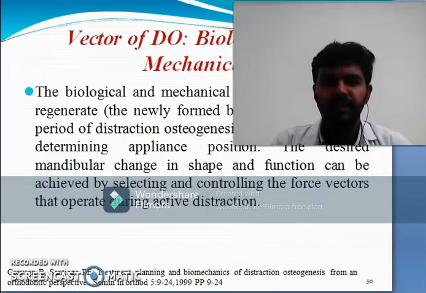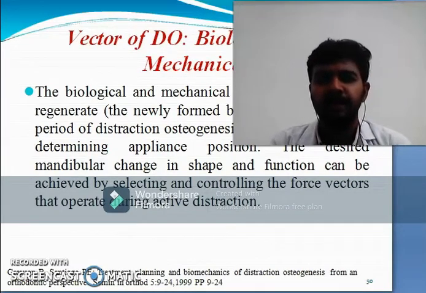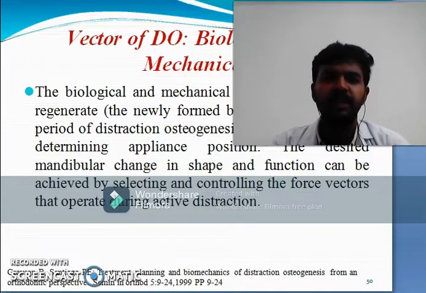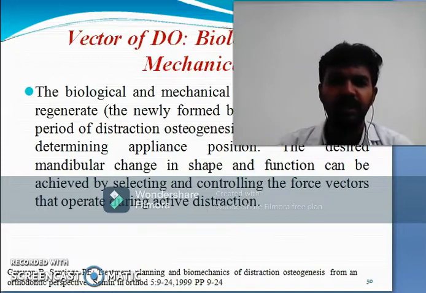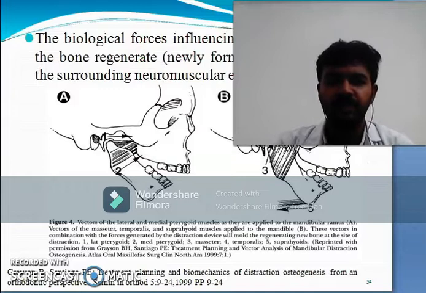The vector of distraction osteogenesis, biological and mechanical. The biological and mechanical forces that shape the regenerate are the key elements in determining the appliance position. The desired mandibular change in shape and function can be achieved by controlling the force vectors that operate during the active distraction. The biological forces influencing the morphology of bone regenerate arise from the surrounding neuromuscular envelope.